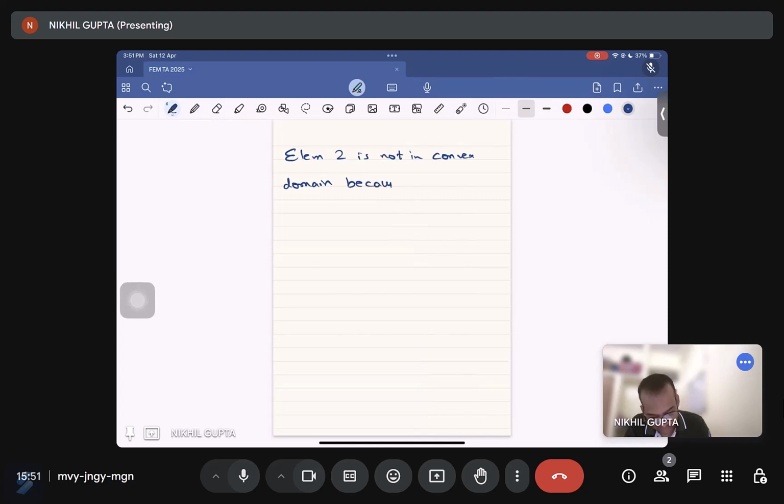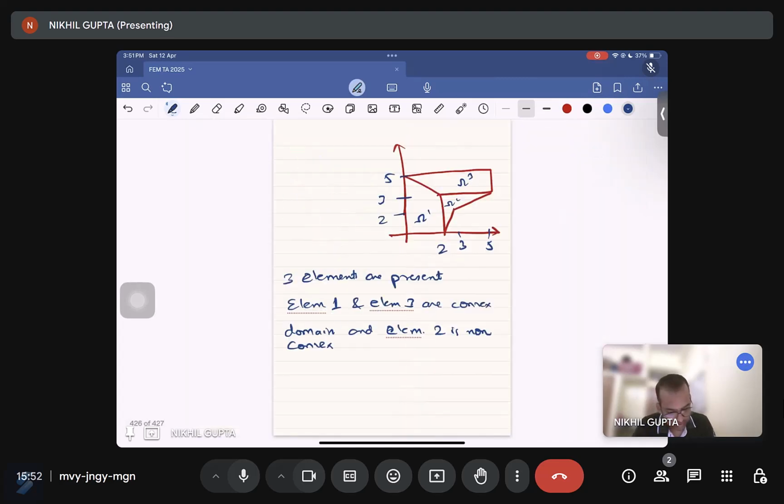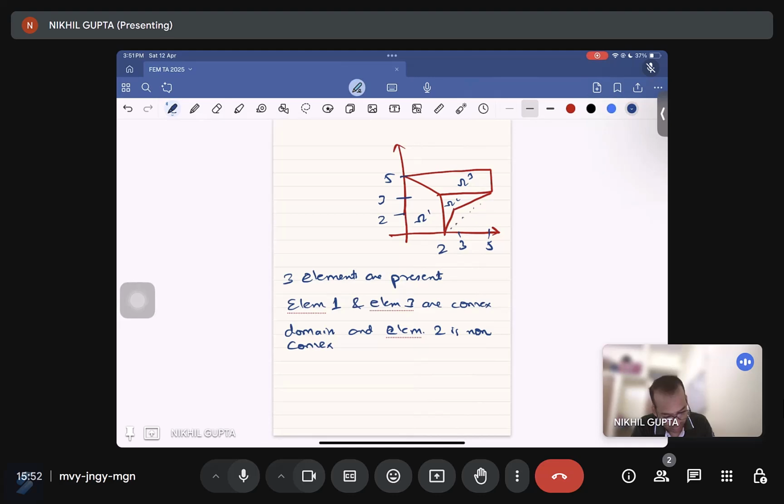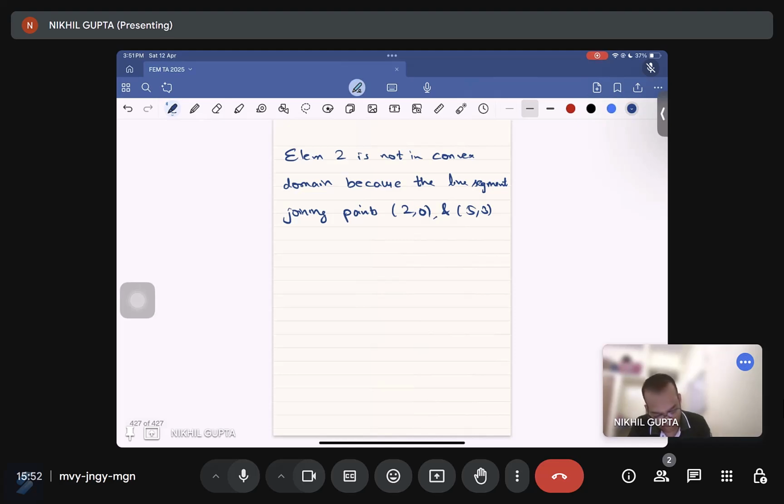because the line segment joining points 2 comma 0 and 5 comma 3, means this point and this point, if we join a line segment, it will be like this. So it does not lie inside the element.